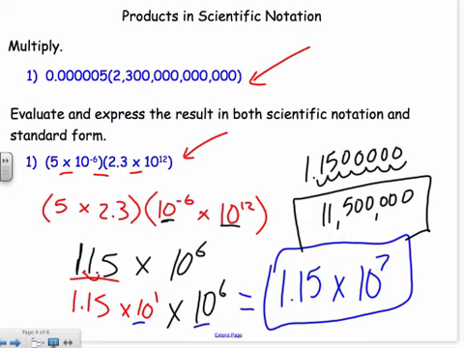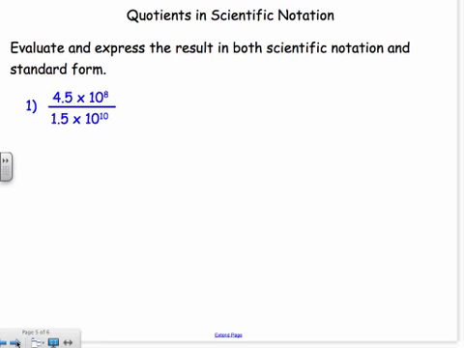Okay, I can do the same thing with division. I can split this up. Since it's multiplication, right, 4.5 times 10 to the 8th and 1.5 times 10 to the 10th, I can split that up and do it separately. I can divide these two separately and then divide these two separately and multiply. So let's start it out. 4.5 divided by 1.5, really 45 divided by 15 to give us 3.